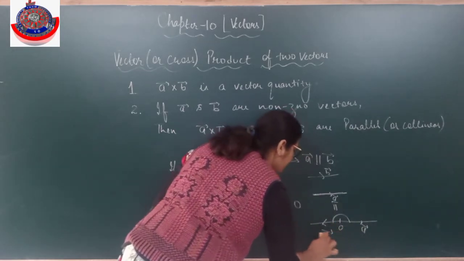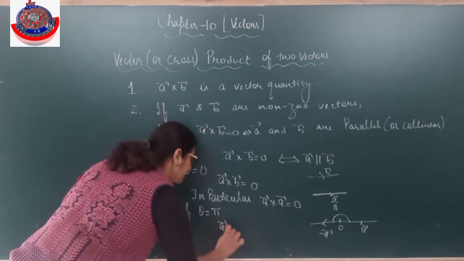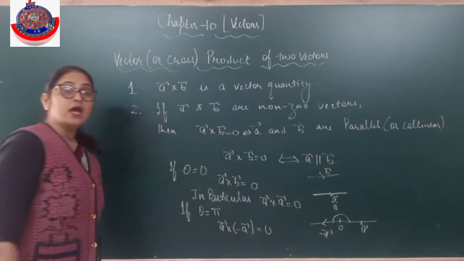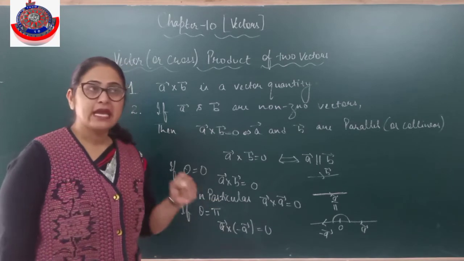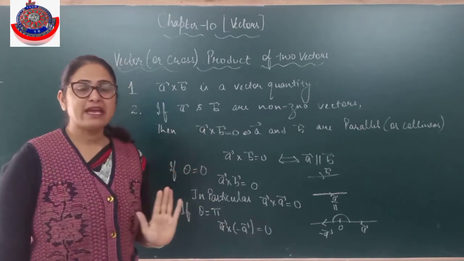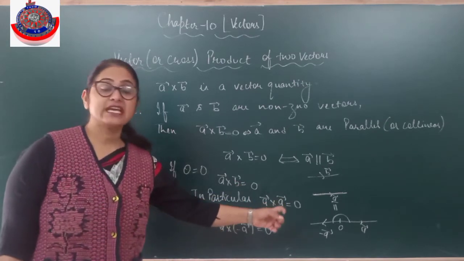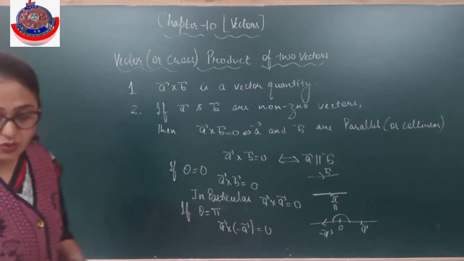Same vector but with the opposite direction. Clear? So this case can also be there. A vector cross minus of A vector is equal to 0, because normally the angle with minus A is pi. If I put sin pi, what is sin pi? That is also 0. So very important: A cross A is equal to 0. A cross minus of A is also equal to 0.